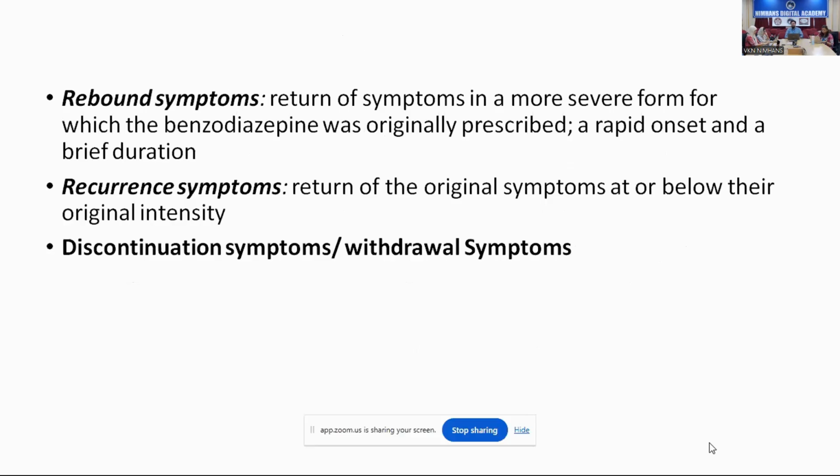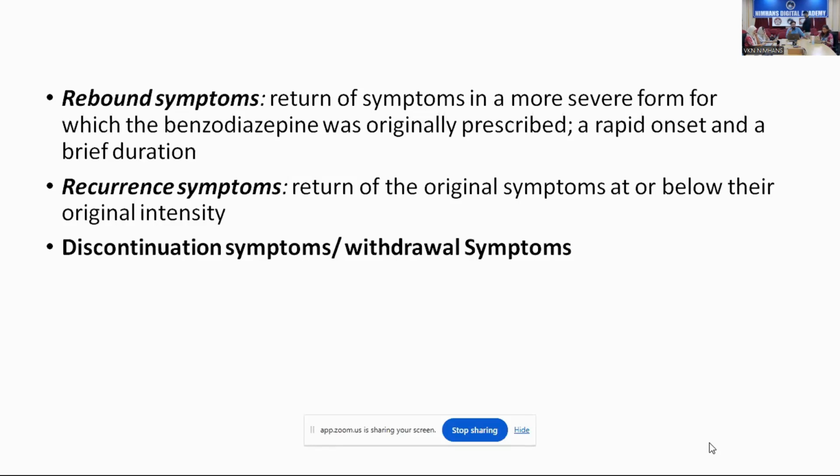So rebound symptoms are a return of symptoms in a more severe form, for which the benzodiazepine was originally prescribed. So suppose I had anxiety disorder. Someone prescribed me clobazam. You take clobazam for 1 month, and then after that you come to me. So I was taking clobazam, I stopped clobazam, and then the symptoms were not just like how it was before, but very much more severe as compared to before. It is something called rebound symptoms.